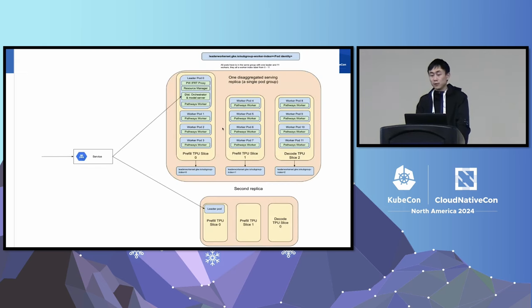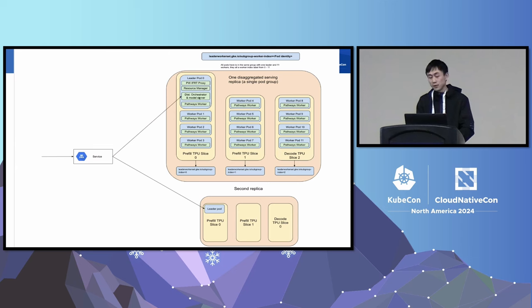This is a picture of how exactly we set up the disaggregated serving with LeaderWorkerSet. This is a more detailed view of one replica of the serving workload. Here we have two prefill TPU slices and one decode TPU slice. When an inference request comes in to the disaggregated serving orchestrator, it gets prefilled. Once prefill is finished, we transfer the KV cache to the decode TPU slice here.